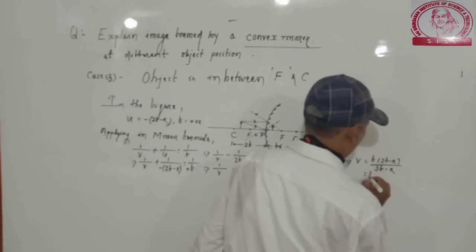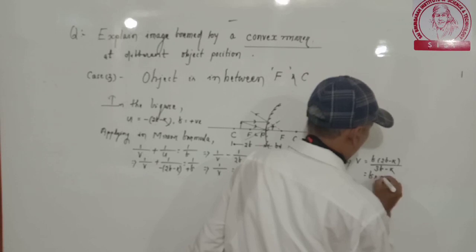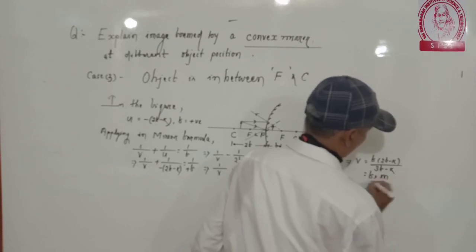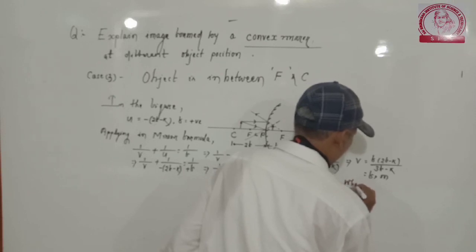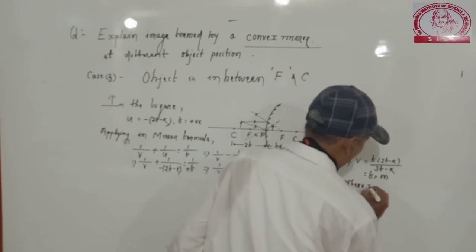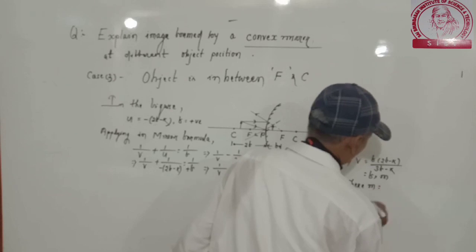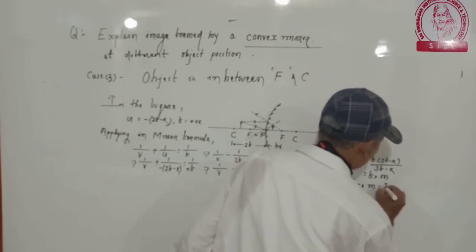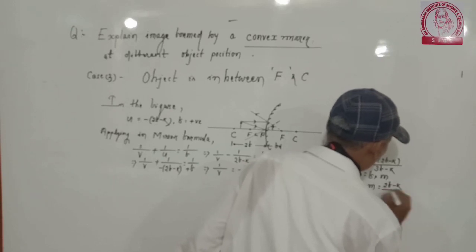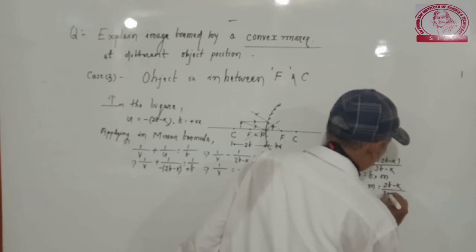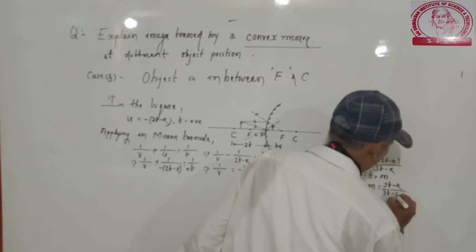to f into m, where m is equal to 2f minus k divided by 3f minus k.